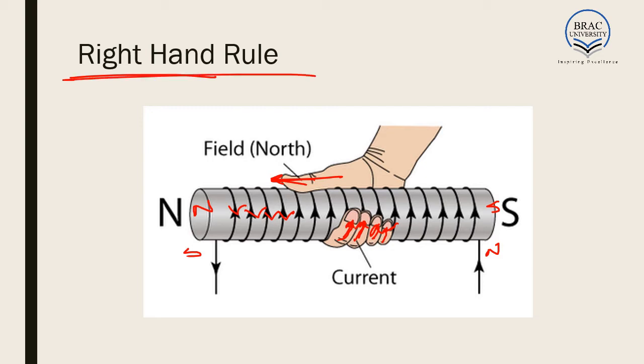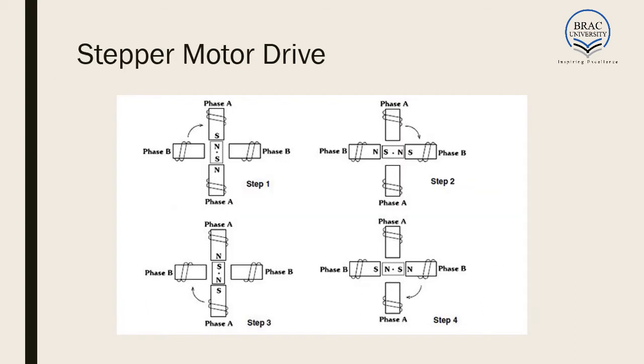This right hand rule will be useful when we go on to discuss stepper motors. Now, a stepper motor is a motor where we can precisely control the angle by which the motor will be rotated. So in a stepper motor, we can control its speed very efficiently, and we can control its angle very efficiently. This is a 4-pole stepper motor given as an example.